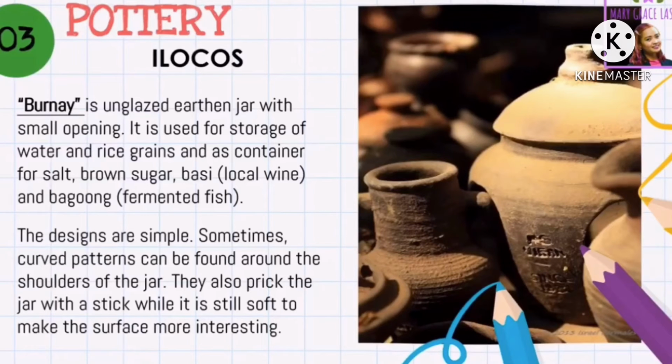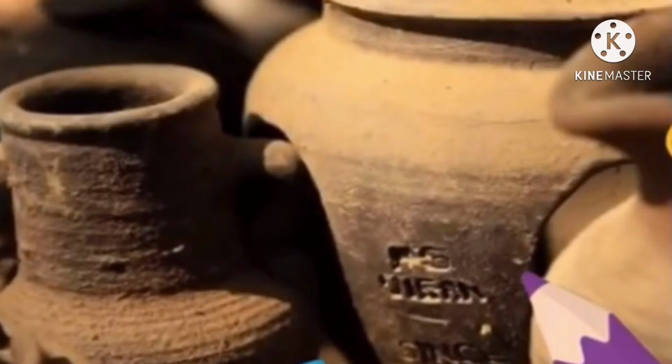The Burnay is a glazed earthen jar with a small opening. It is used for storage of water and rice grains and as a container for salt, brown sugar, basi or local wine, and the bagoong or the fermented fish. The designs are simple. Sometimes curved patterns can be found around the shoulders of the jar. They also prick the jar with a stick while it is still soft to make the surface more interesting.